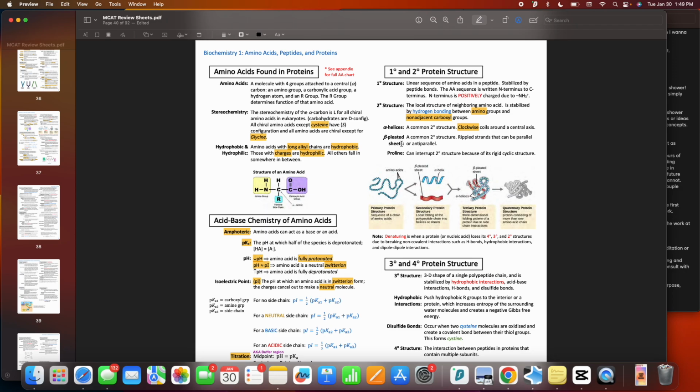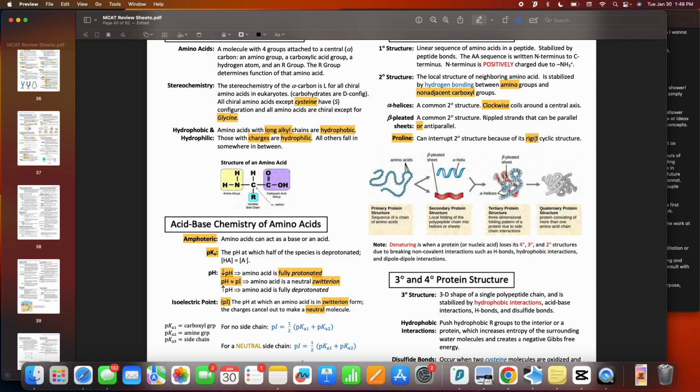And we have beta pleated sheets. These are also common secondary structures. They are rippled strands that can be parallel or anti-parallel. The "or" is important. Proline can interrupt secondary structure because of its rigid cyclic structure. So proline is what interrupts secondary structures because of its rigid cyclic structure.